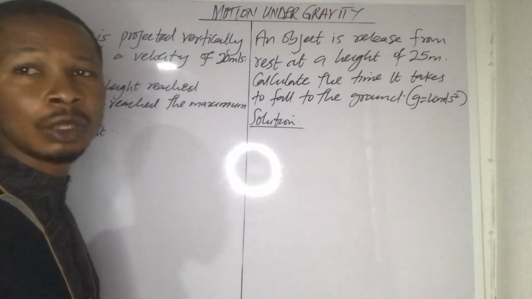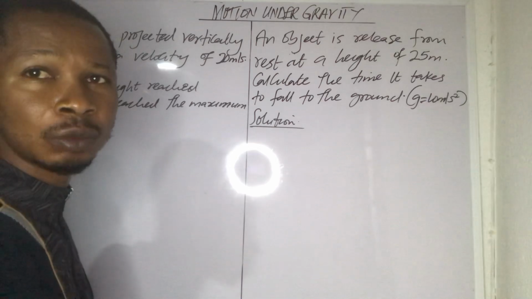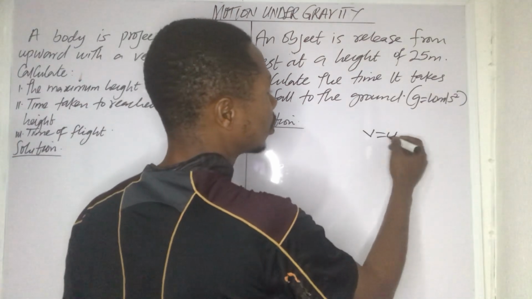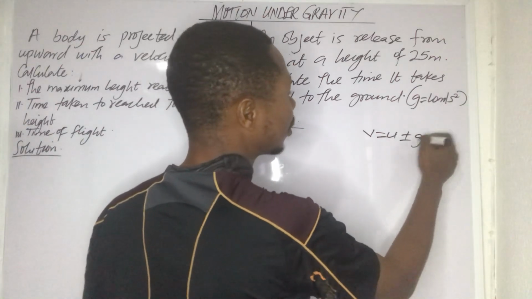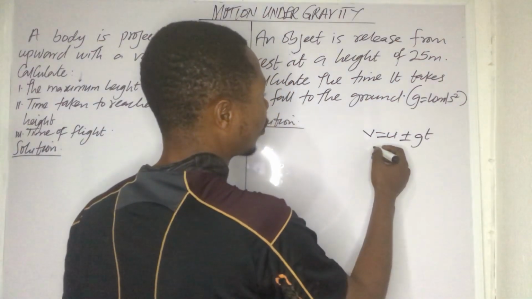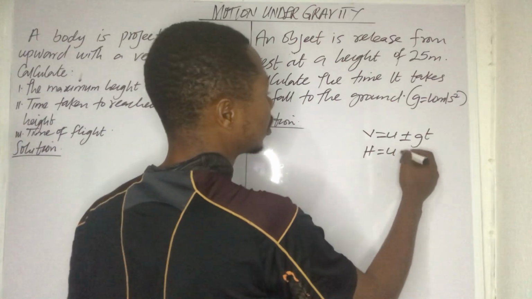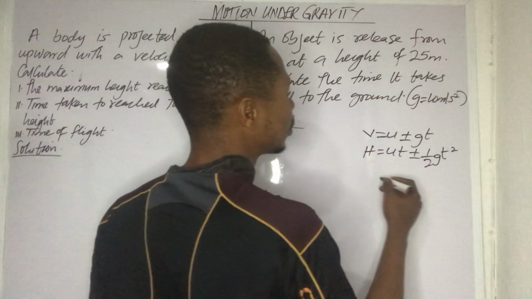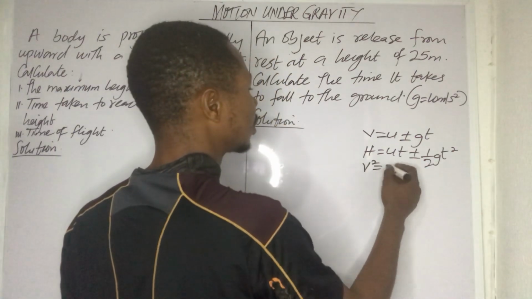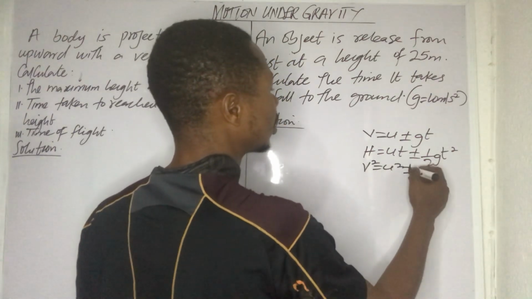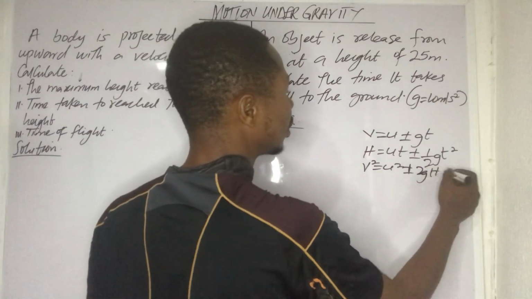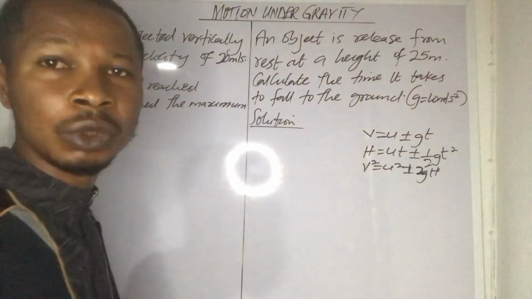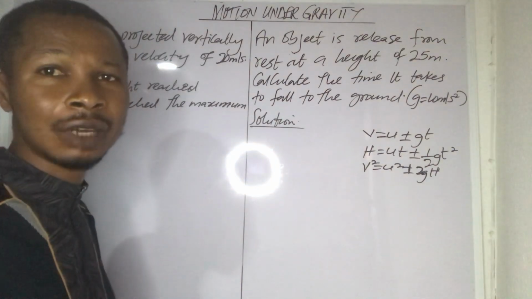Don't forget our equations of motion under gravity: v is equal to u plus or minus gt; h is equal to ut plus or minus half gt squared; then you have v squared is equal to u squared plus or minus 2gh. These are our equations of motion under gravity.